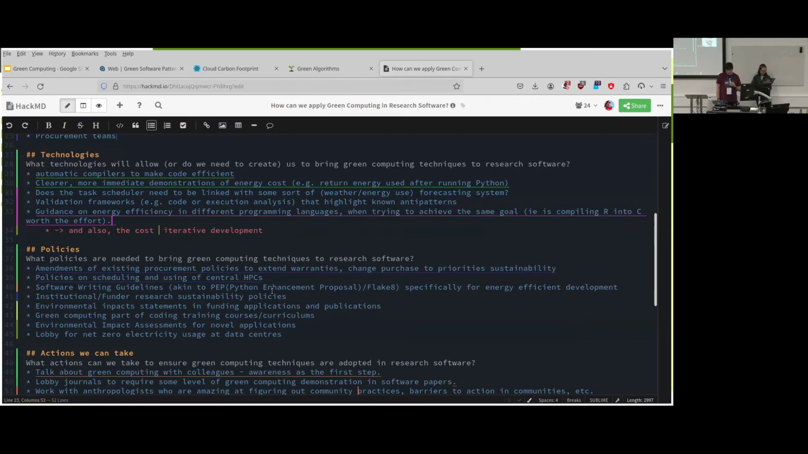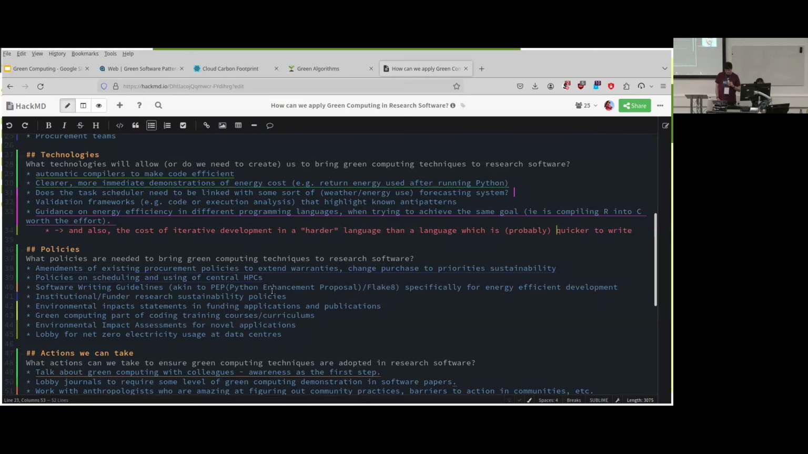Clearer, more immediate demonstrations of energy cost, e.g. return energy used after running Python. We'll actually see some of that in a minute in the profiler. Does the task scheduler need to be linked to weather forecasting? Well, that's what CATS is. CATS is actually using the weather forecast that's then been put into an energy carbon intensity forecast to work out when to run things.